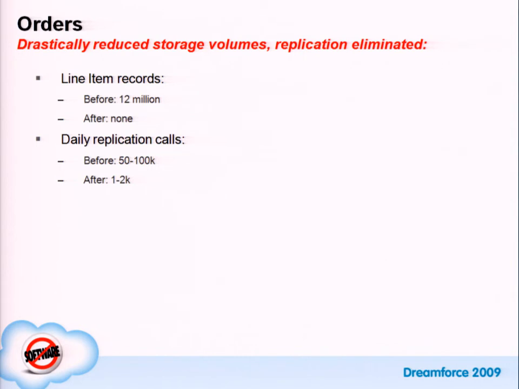So what were the results? Had 12 million line items stored in Salesforce before we implemented this solution. After implementing the solution, none of them were stored in Salesforce. We implemented a vast amount of hairy, ugly daily replication calls to keep those in sync. So rather than having to integrate for 500 to 100,000 line item details each day, we were just doing 1,000 to 2,000 order summaries each day.